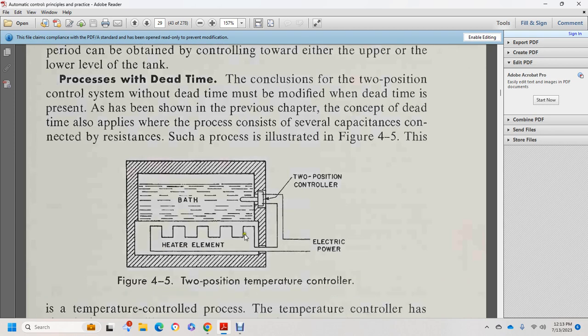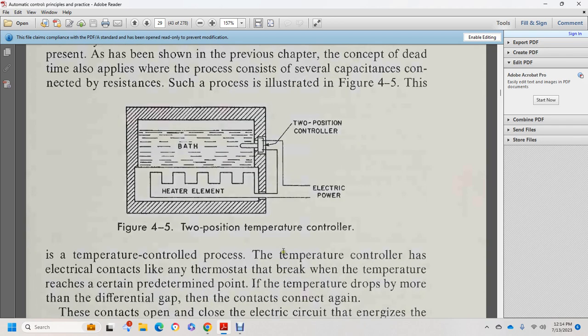This is a two-position temperature controller. It shows the bath, the heater element with the electrical power, and the two-position controller with the electrical power going into the bath. If the temperature control is by an electrical contact with a thermostat, the contact breaks when the temperature reaches the predetermined point, and the temperature drops further by the differential gap of the contacts.